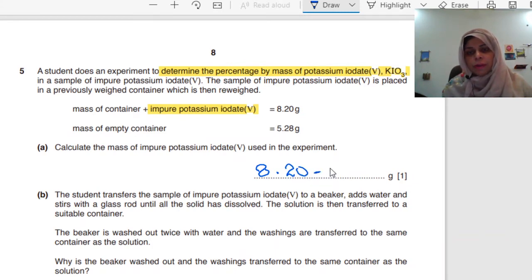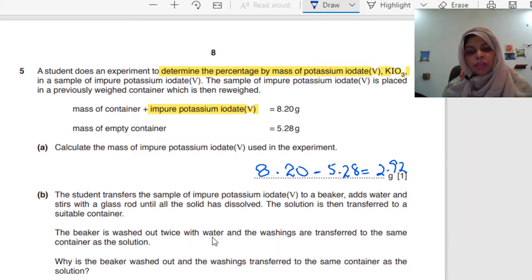8.20 minus 5.28, and by subtracting these values we will get the answer, that will be 2.92 gram. So in the first step we will subtract these values. The student then transfers the sample of impure potassium iodide to a beaker, adds water and stirs with a glass rod until all the solid has dissolved. The solution is then transferred to a suitable container.